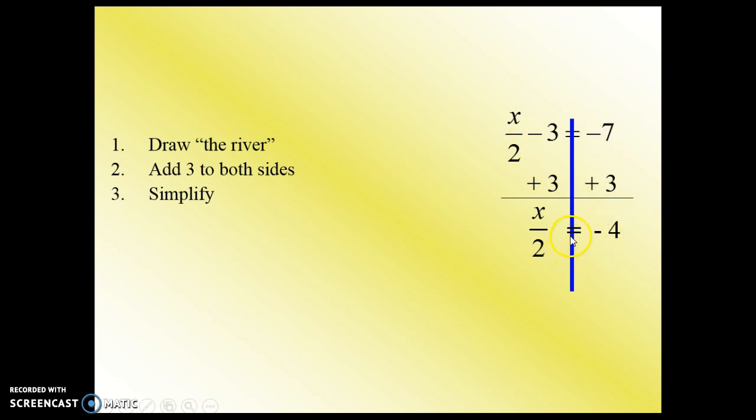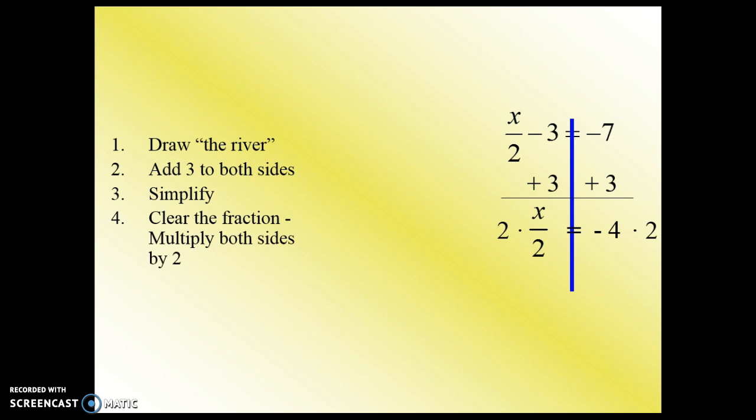Now, what's our second and last step? We have x over 2. That's a division problem, x divided by 2. So we have to undo the division. To undo division, you multiply. We're multiplying by 2, because 2 is the number dividing x, and we're trying to get x by itself. So we multiply both sides by 2. We simplify, we bring our x down, negative 4 times 2 is negative 8.